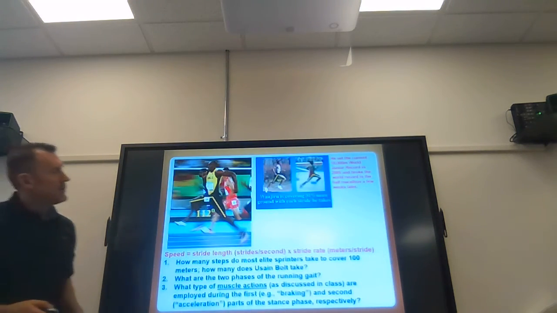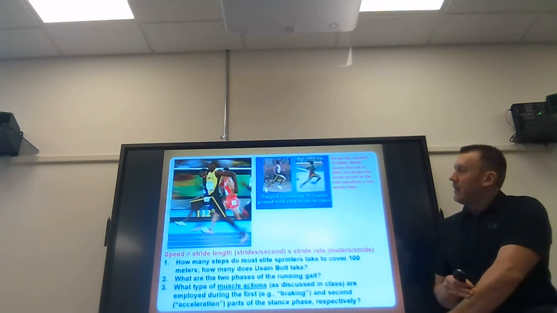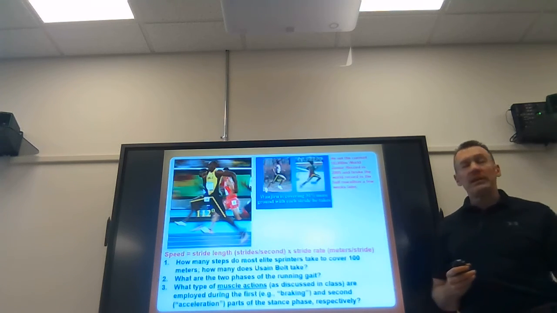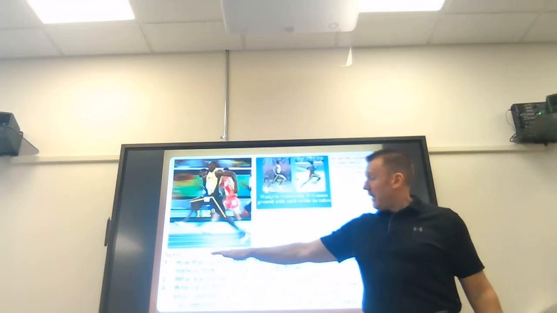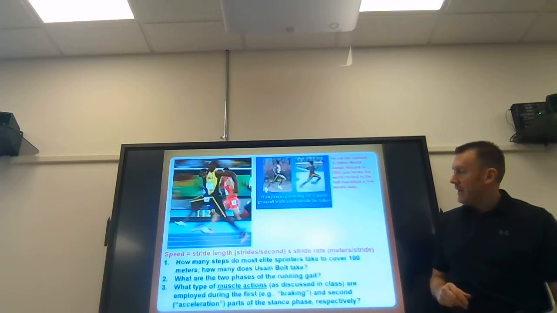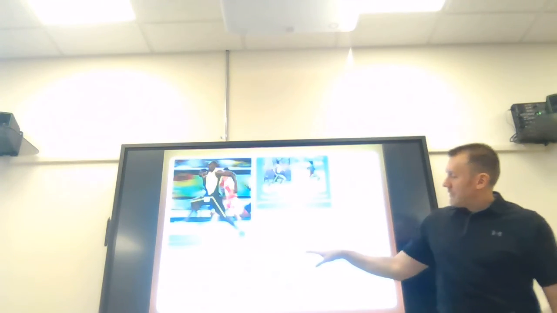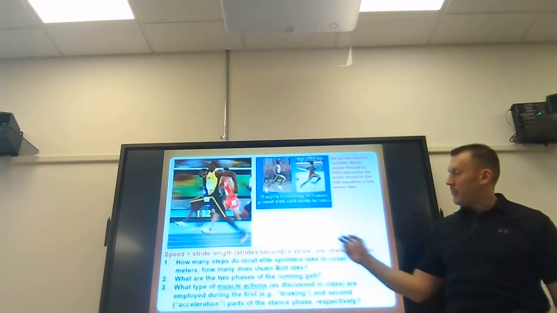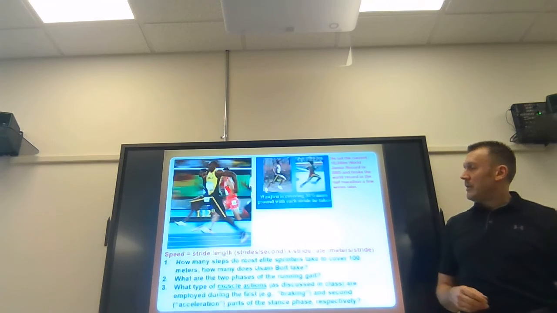Okay. So this is the second part of your assignment for the weekend. If you look here, some stuff about Usain Bolt and speed. So speed is equal to stride length multiplied by stride rate. So I've got these mixed up. This should be meters per stride, should be stride length, whereas stride rate should be strides per second. So I'll fix that in the PowerPoint, but should be the other way around. Meters per stride is stride length, strides per second is stride rate.